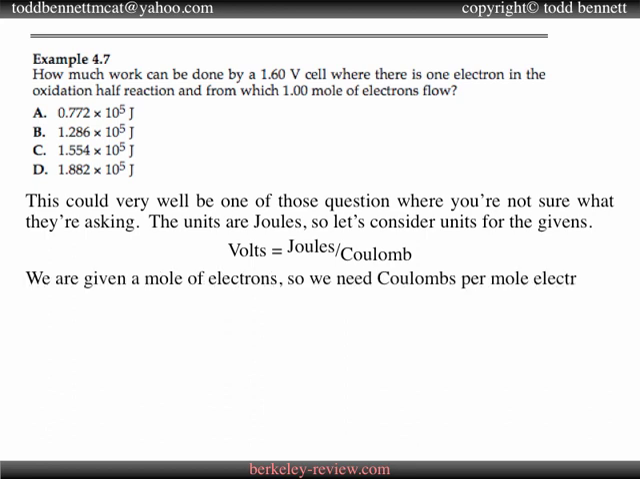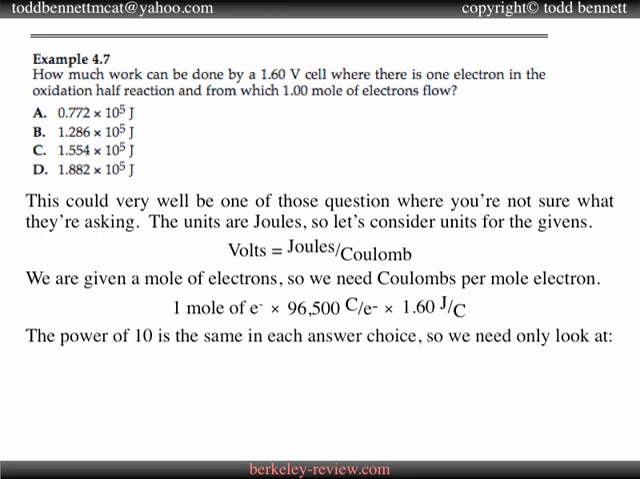So we know from Faraday's constant that for 1 mole of electrons the conversion is 96,500 coulombs per electron. So if we have 1 mole of electrons times 96,500, there's our coulomb number. So it ends up 1 mole of electrons times 96,500 coulombs per electron gives me the number of coulombs, times 1.6 joules per coulomb. The units all work out. The power of 10 is the same in all the answer choices, 10 to the 5th, so I can ignore it and just worry about the mantissa part.